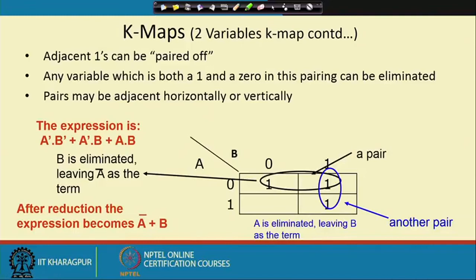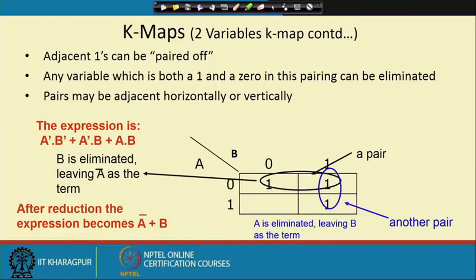So, in the 2 variable Karnaugh map, adjacent ones can be paired off. So, we can do it like this. This is 1 and this is 1. So, these 2 can be paired together and we can get a pairing of them. So, if you look into this, the term that we have is A bar B bar plus A bar B.